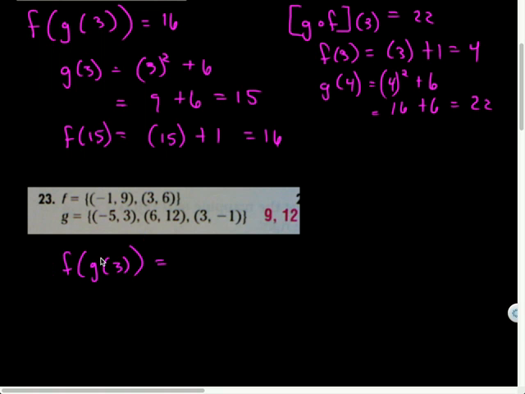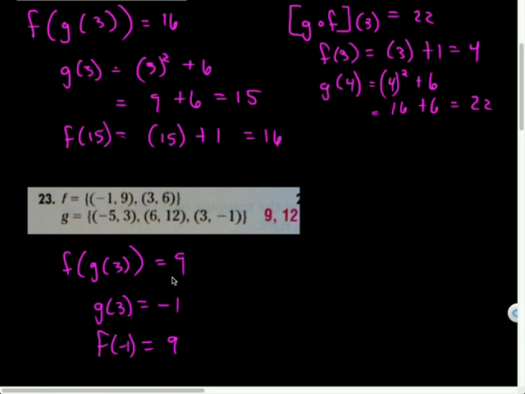So if I want to figure out first what is g of 3, that means I'm plugging in 3 for this function g. And this gives me a set of ordered pairs, and it says when 3 is an input, -1 is the output. Okay? So that's what that represents. And now I need to figure out what is f of -1. So for function f, if I plug in -1, I get 9.